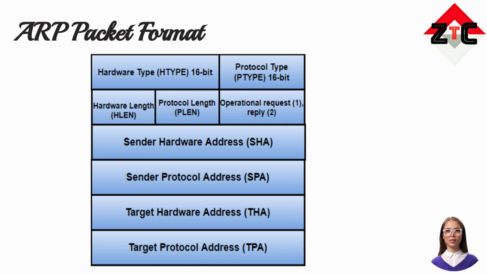Sender hardware address, the MAC address of the sender. Sender protocol address, the IP address of the sender. Target hardware address, the MAC address of the target, only in an ARP reply. Target protocol address, the IP address of the target.